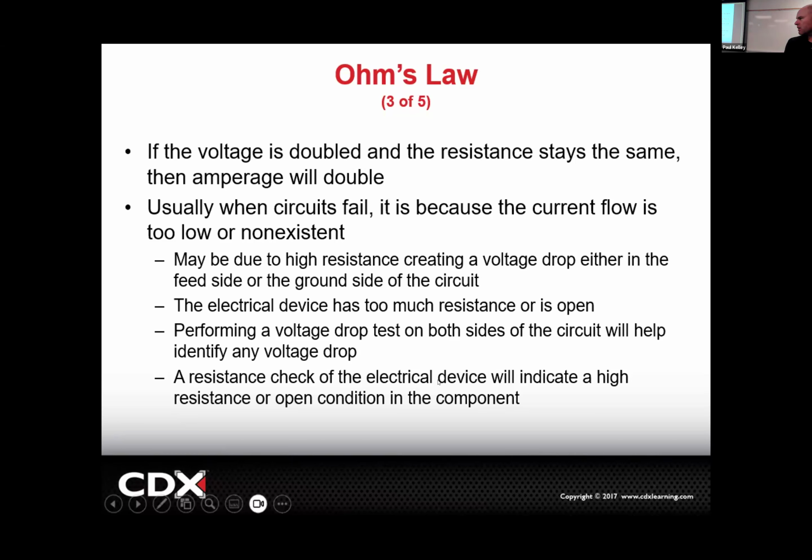A resistance check of the electrical device would indicate high resistance or open, right? So if we think we have high resistance, we can measure that. And I agree with that. That's a good experimental way, and that's a thing that we're going to do on the boards. But don't get too attached to resistance, because when we measure resistance, you're measuring the circuit in its easiest state.